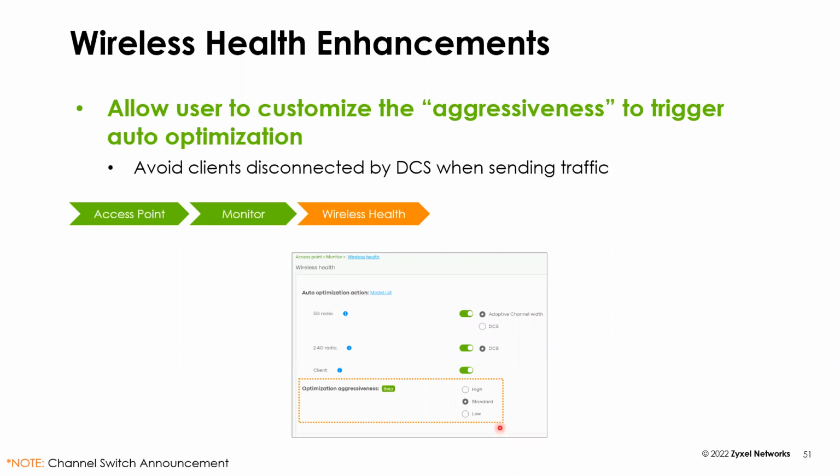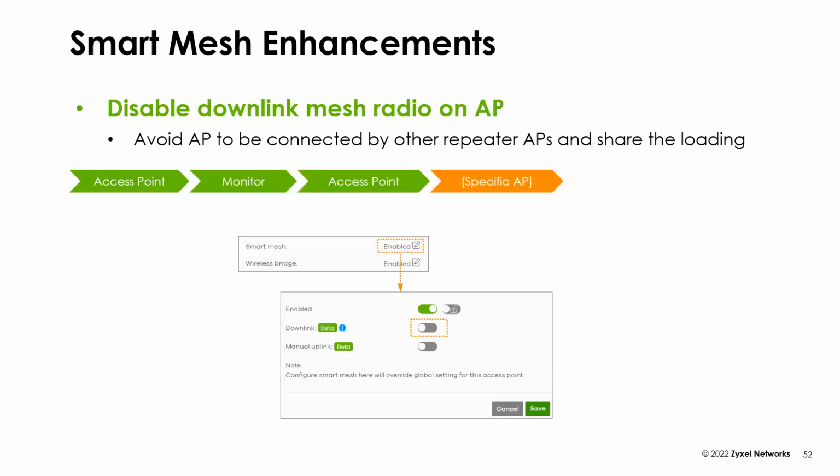We've now added the ability to limit how aggressive the auto optimization is. So you can go through and change whether you want it to be high, standard, or low, where before there was no option. It was just one setting for how it behaved. So if you've turned it on and you're noticing some things you don't like, you can dial it back.